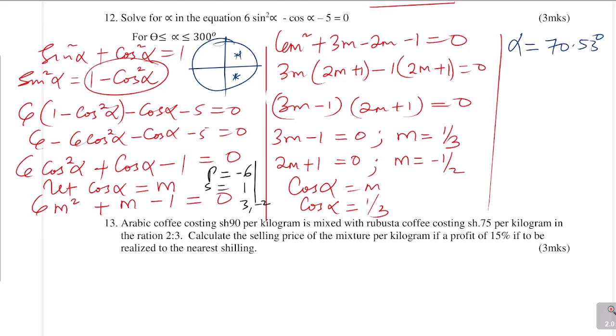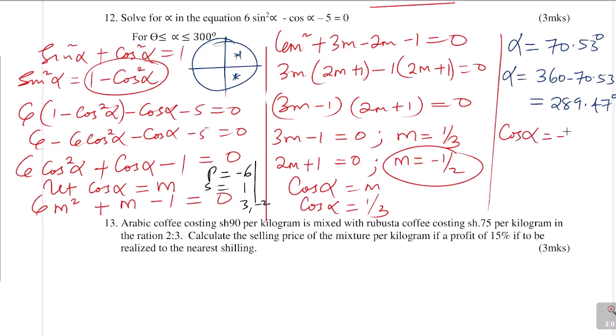Now that is the first angle, in the first quadrant. In the other quadrant, which is the fourth quadrant, you take 360 subtract 70.53, and this will give 289.47 degrees. Now that is for the first solution. Now we go to the other solution. So cos alpha is equal to negative a half. Again, this is negative. In which quadrant is cosine negative? Cosine is negative in the second and the third.